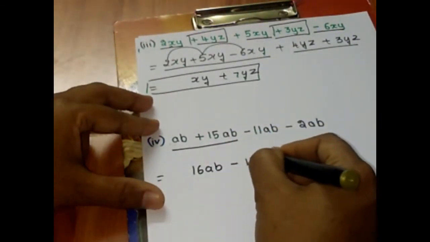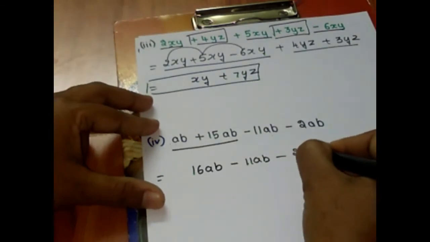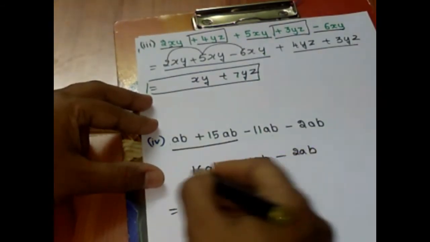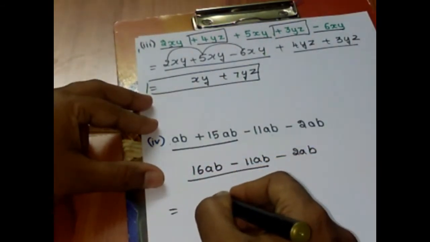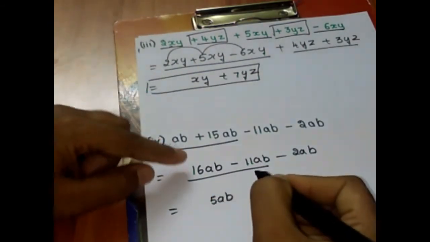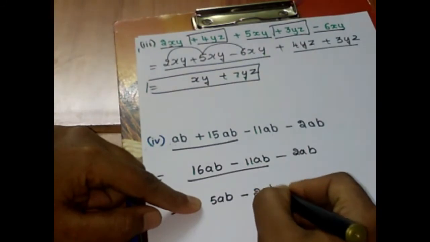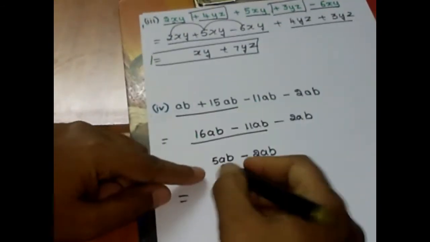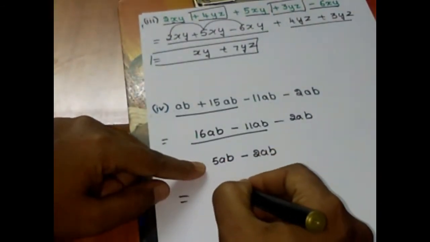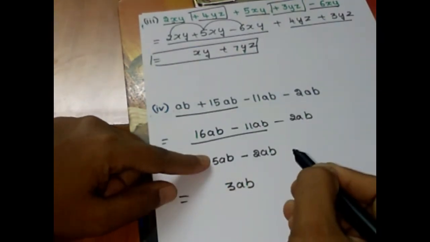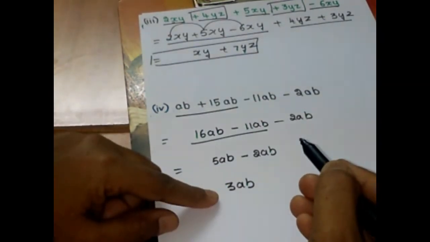Now rewrite the remaining terms. Let me consider the next two terms. One plus, one minus. Subtract. Greater number is 16. So carry the plus sign. Then second one. Last term is 2AB. One plus, one minus. Subtract. Greater number is plus, so it carries plus sign.